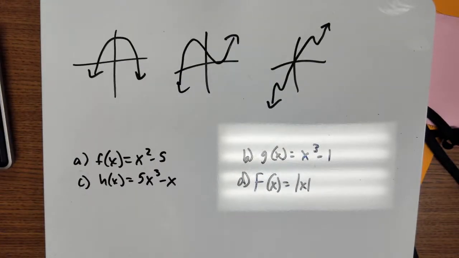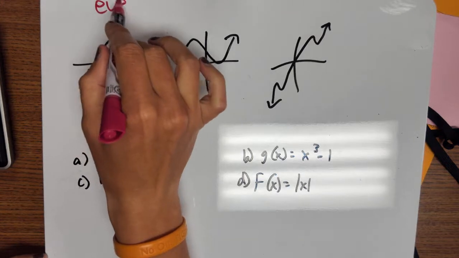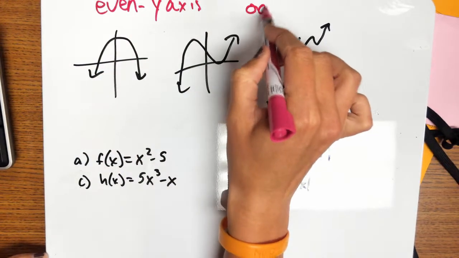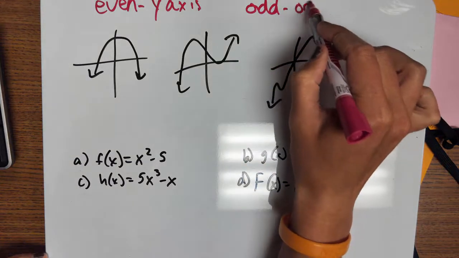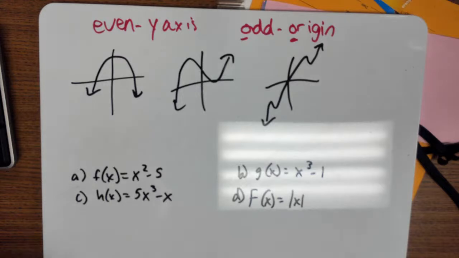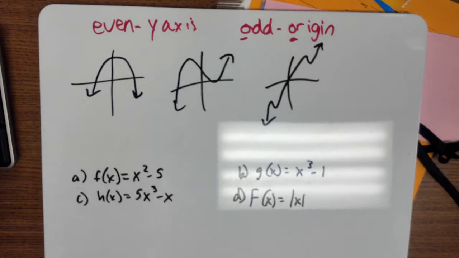Alright, so when we're dealing with even and odd functions, we're dealing with symmetry. From a graph, it is very obvious what they're symmetric about. For an even function, they're going to be symmetric about the y-axis. And for an odd function, they're going to be symmetric about the origin. The odds are easy because the O's go together: if it's odd, it's symmetric about the origin. Even, symmetric about the y-axis. Nothing symmetric about the x-axis.